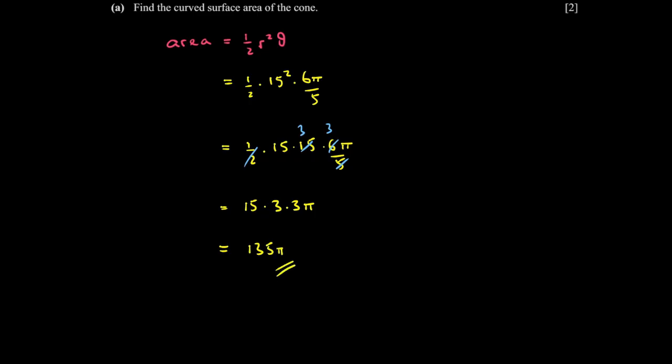Okay, and in this question, they don't ask you for the exact value, so you may have to put it into a calculator and find the decimal equivalent. I don't have a calculator on me, so I'm just going to check the mark scheme. So that would be 424 to 3 significant figures. It's also the same thing as 424 centimeters squared to 3 significant figures.